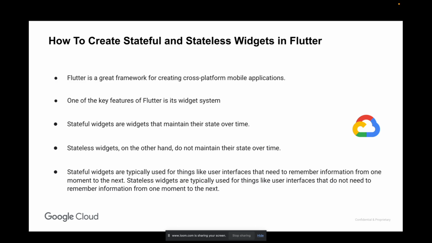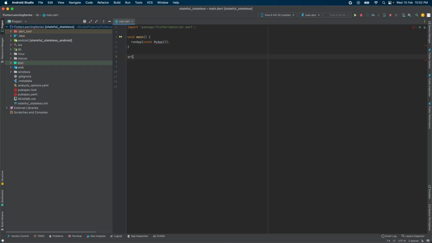Now let's move over to our editor and see how we can create stateless as well as stateful widgets. We can see, like, if I name this app my app stateless, so this is a stateless widget which is extending the stateless widget.